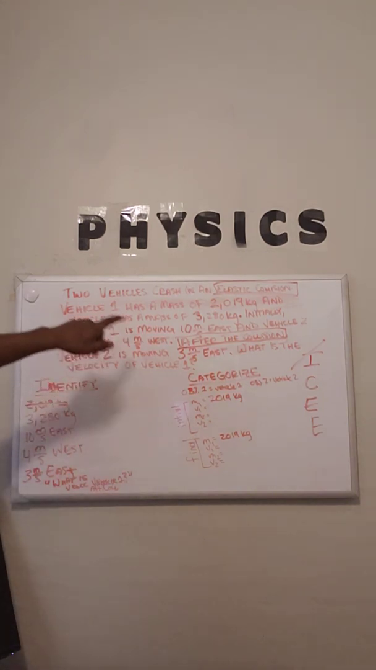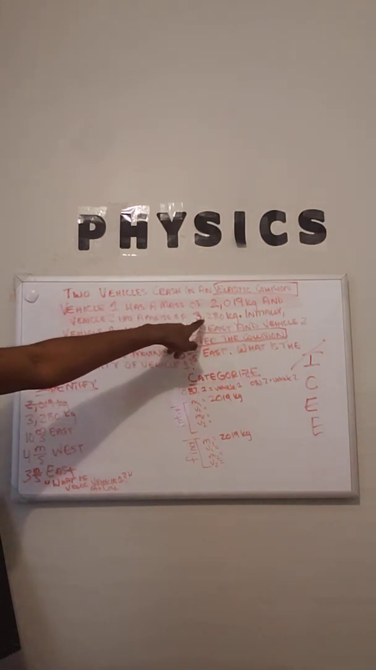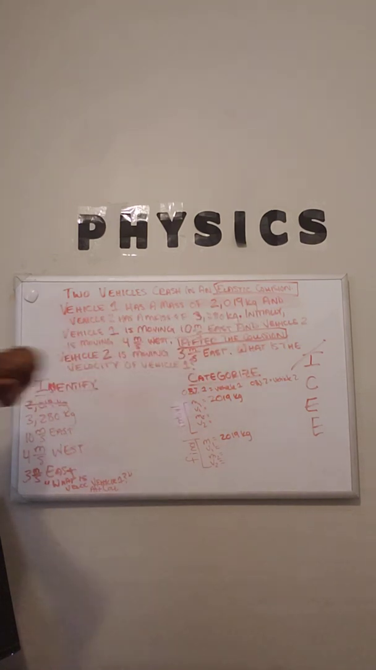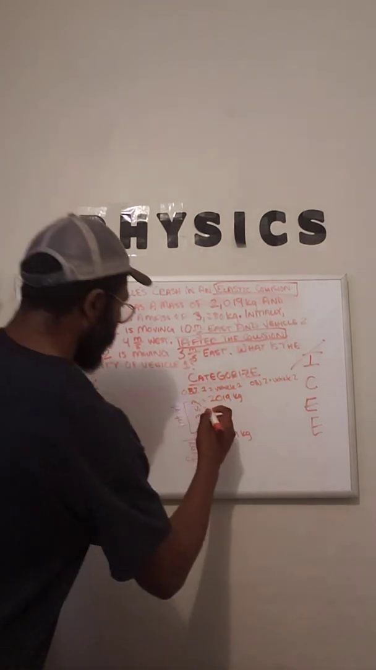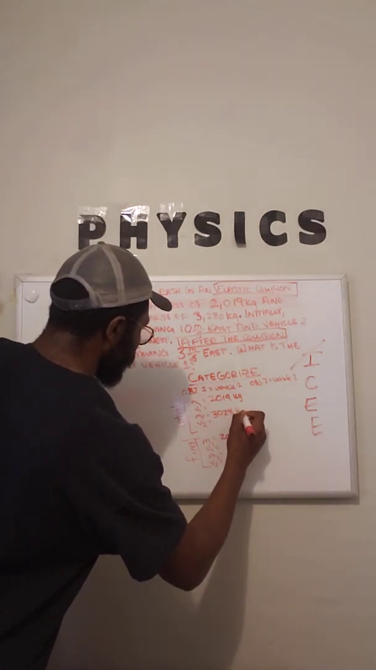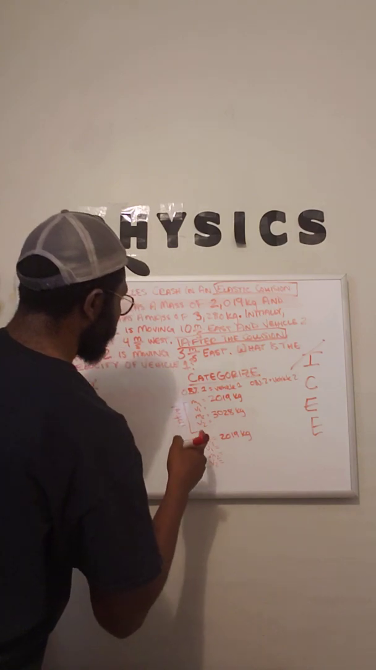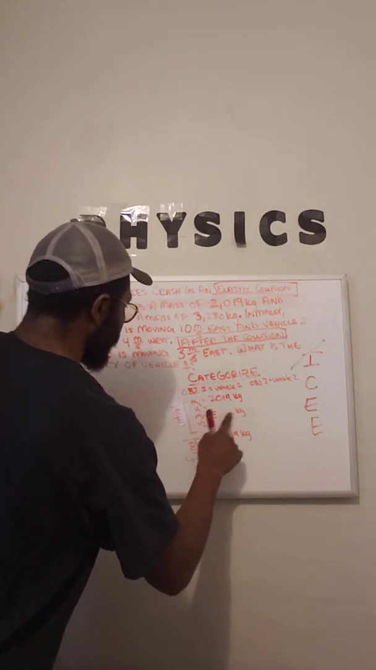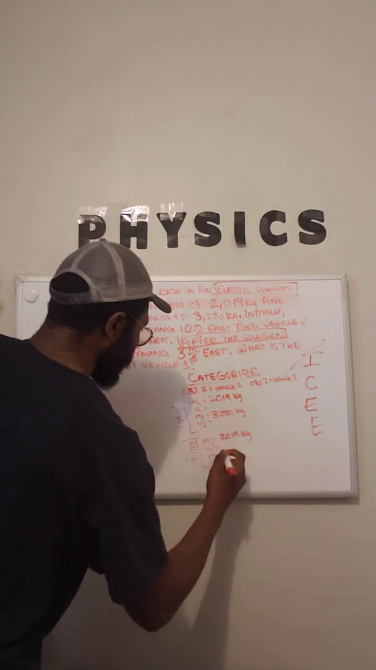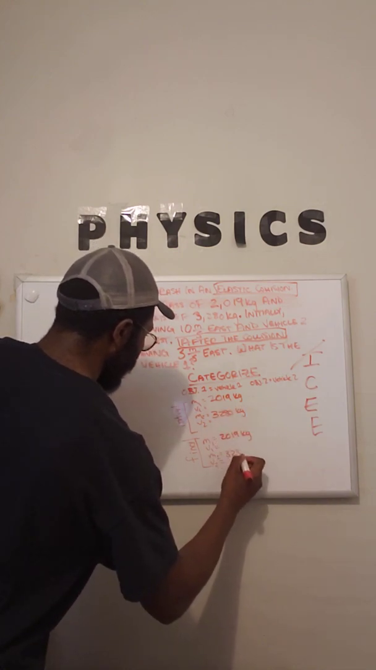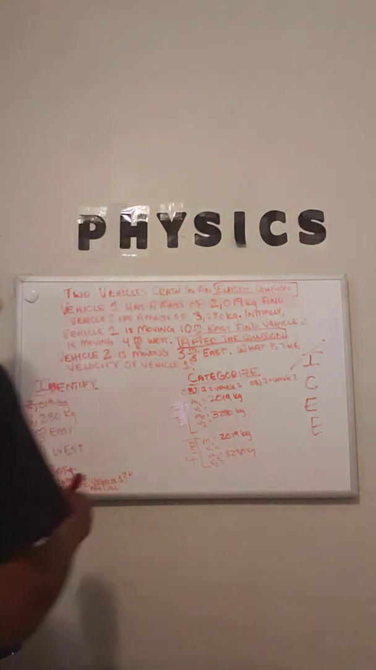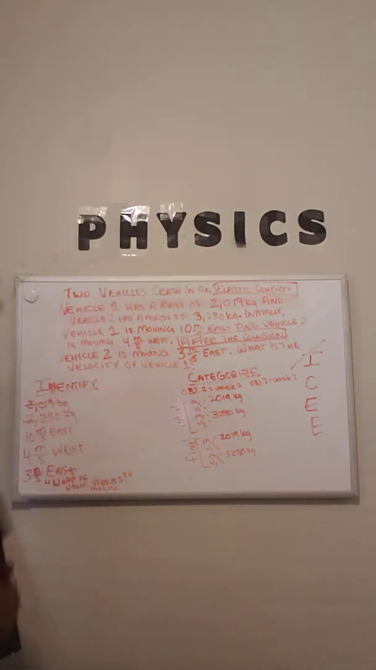3,280 kilograms. Let's find it in the problem. It's right here, and it says vehicle 2 has a mass of 3,280 kilograms. So I'm going to write that down for the mass of vehicle 2. 3,280 kilograms, and again, 3,280 kilograms, because the masses never change. All right, so I can cross that off the list.